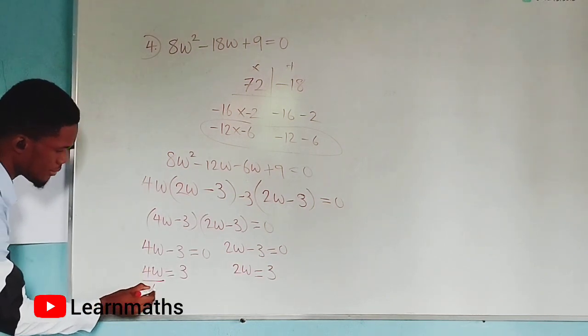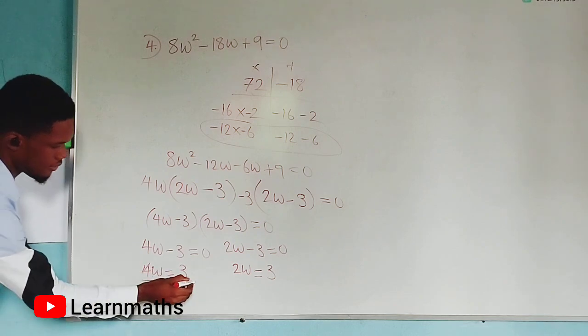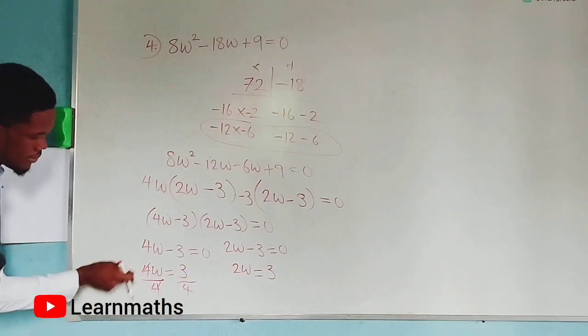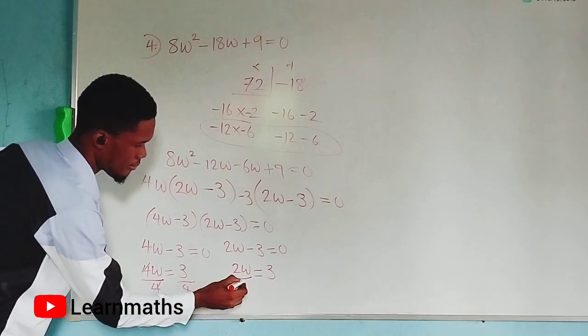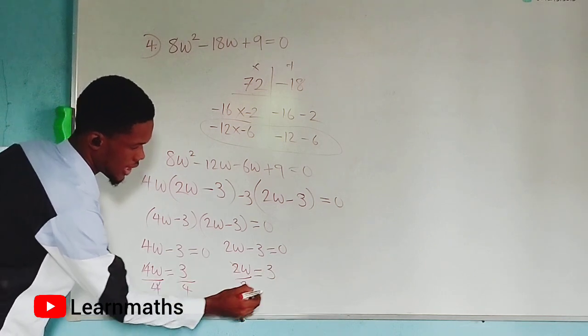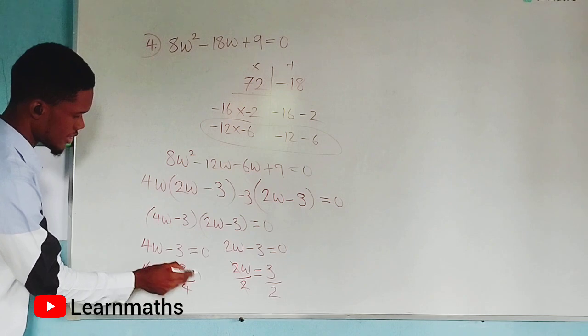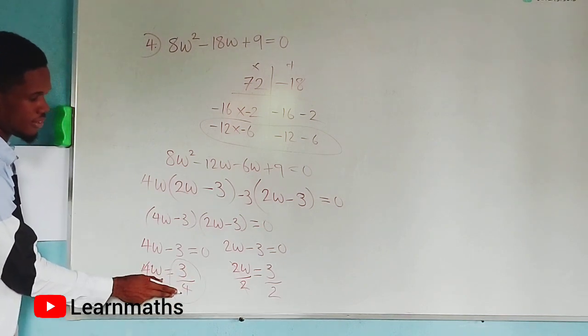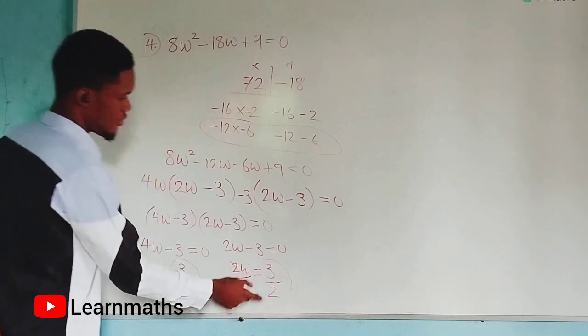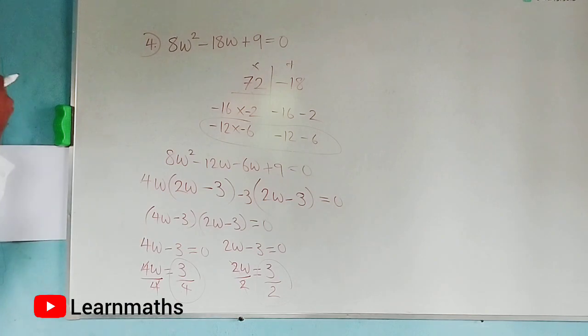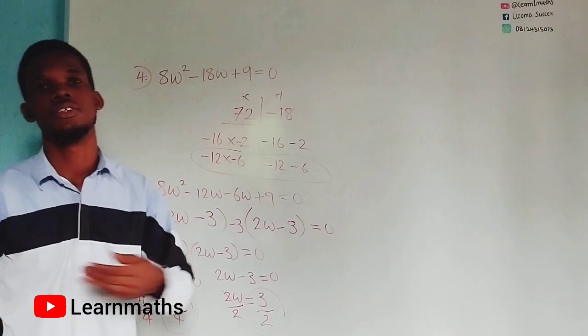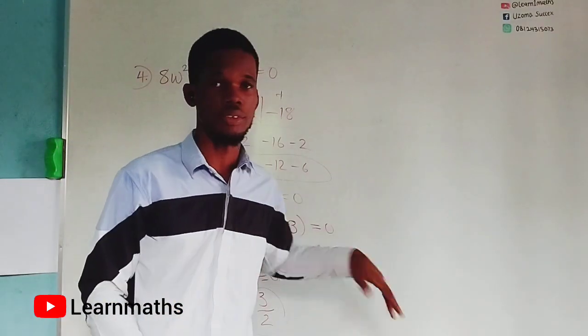So how do I get w on this side? I divide both sides by 4. So 4 can clear out 4, right? Also divide here by 2. So 2 can clear out 2, right? So w is equal to 3 over 4 here. That's the first value for w. 3 over 4 and 3 over 2 here. Those are the two values for w. Alright, so that will be the end of the factorization method on this channel.